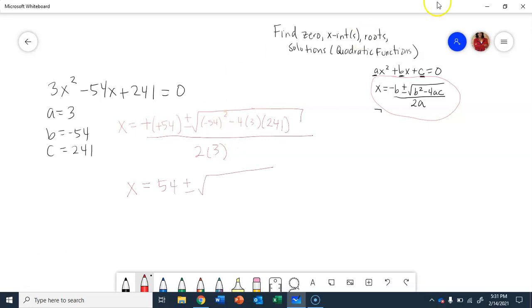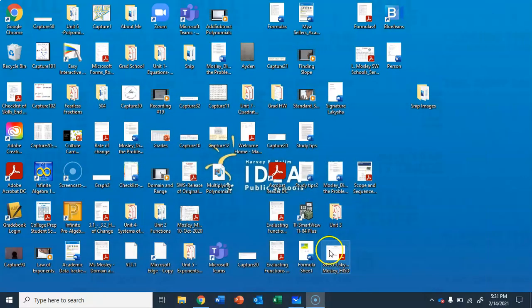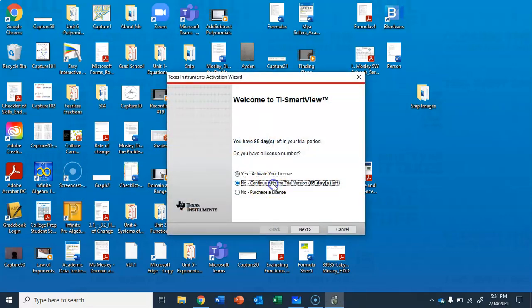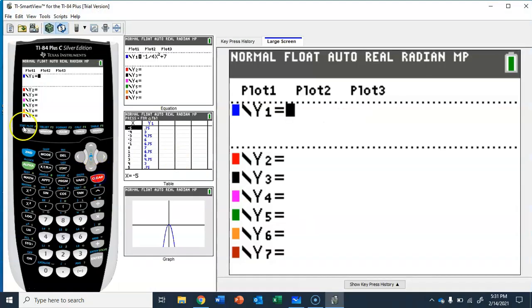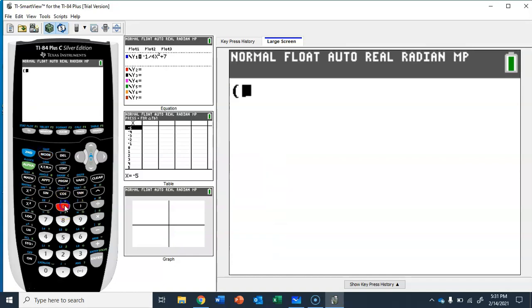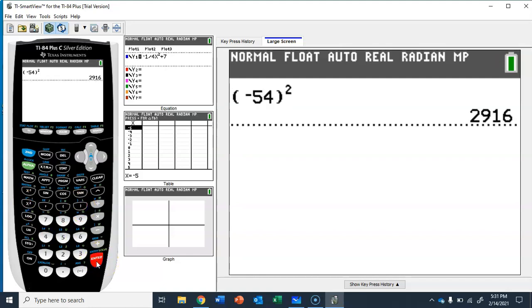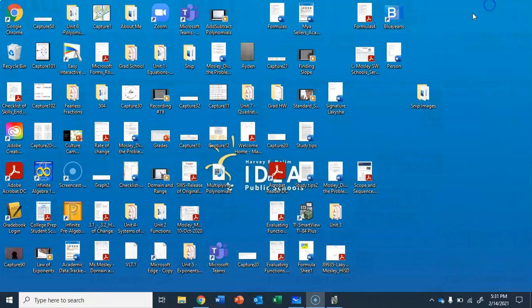Now I'm going to grab my calculator, and negative 54 squared is basically negative 54 times negative 54. It's a huge number, okay? And it's positive. So let me clear this out and go to second quit to go back to the calculator. So again, I have negative 54, close it, and then I'm going to square. So this is going to be some large number. It's going to be 2,916.